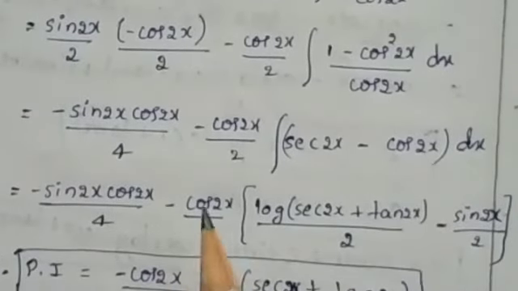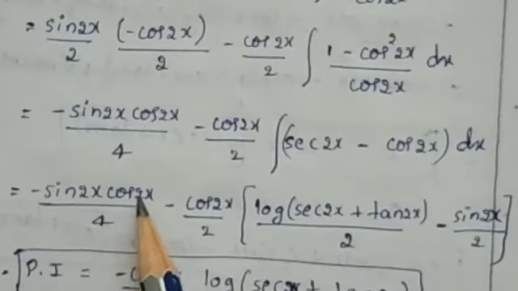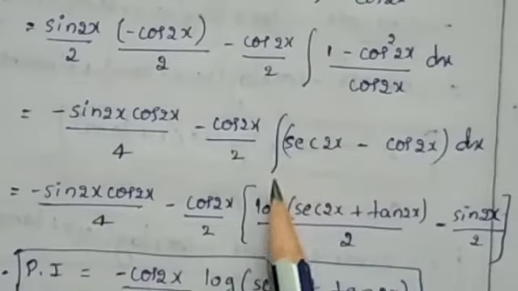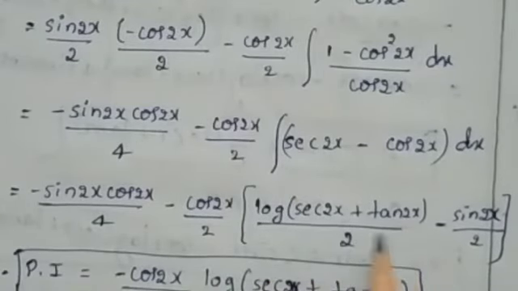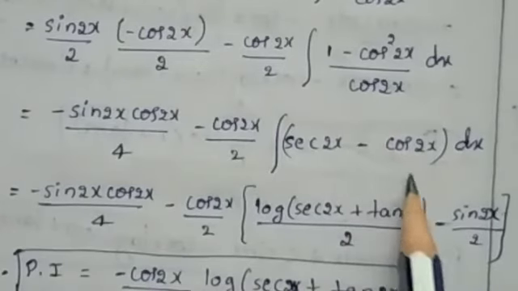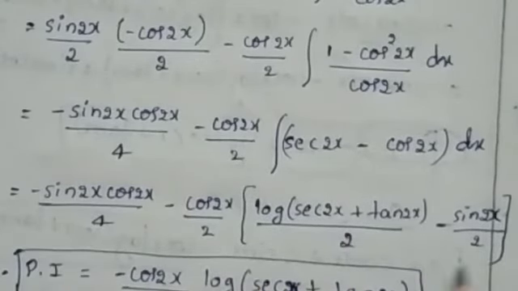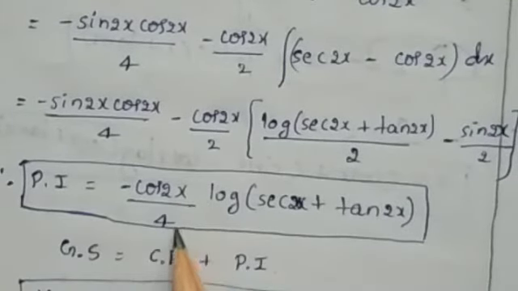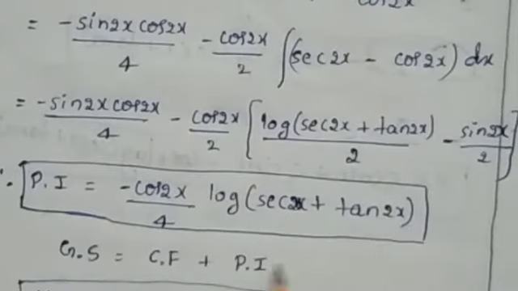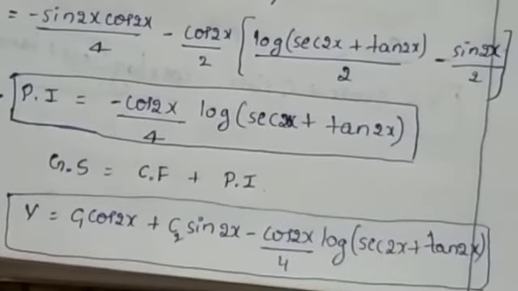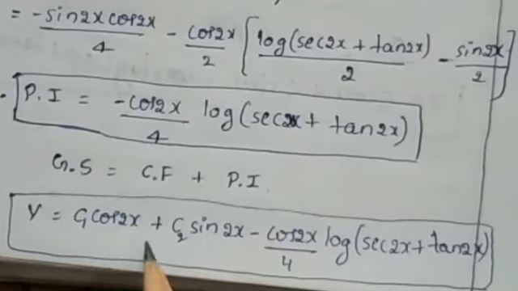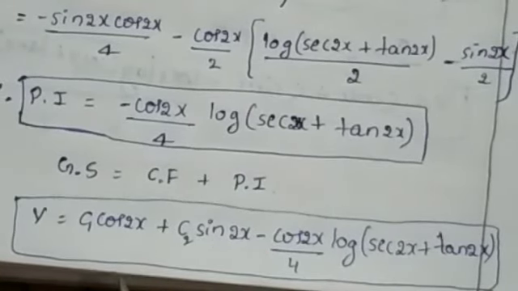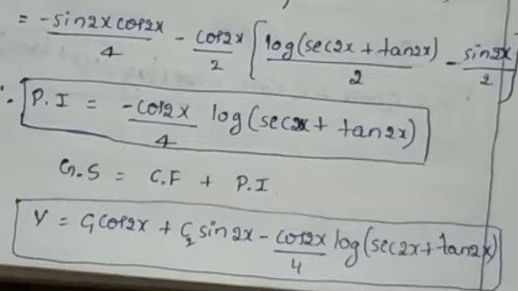So then minus sin 2x cos 2x by 4 minus cos 2x by 2 into integration of secant 2x is log of secant 2x plus tan 2x by 2 minus cos 2x integration is sin 2x by 2. Then you simplify this, you get the particular integral which is equal to minus cos 2x by 4 log of secant 2x plus tan 2x. Okay, so the general solution is equal to the complementary function plus the particular integral. Then you add both the complementary function and the particular integral, and you get the general solution.